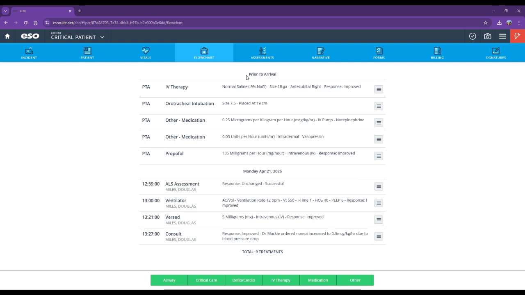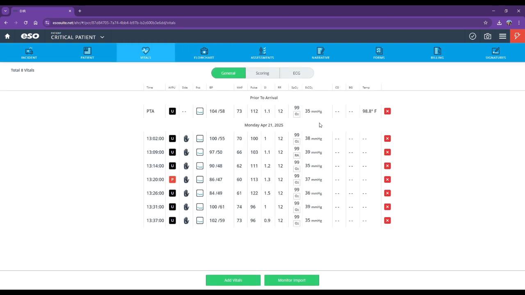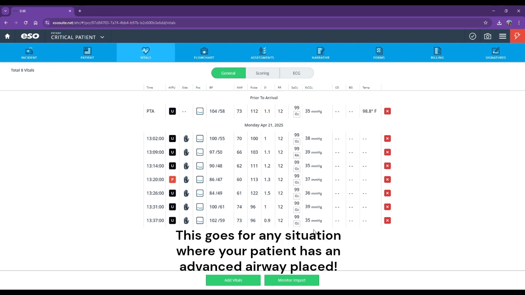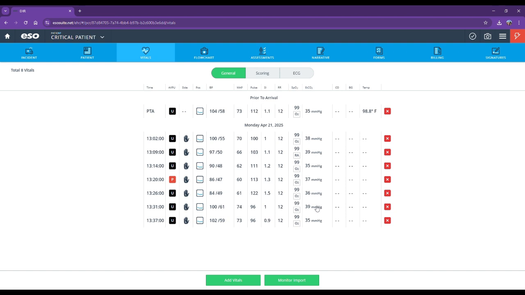Another really important thing when it comes to documenting your ET tube is in your vital signs, you should have an end-tidal CO2. Okay, end-tidal CO2 is now the gold standard per protocol to always have on your patient when they have an advanced airway, to confirm that advanced airway is in place. So you should have continuous end-tidal CO2 monitoring documented in your vital signs.